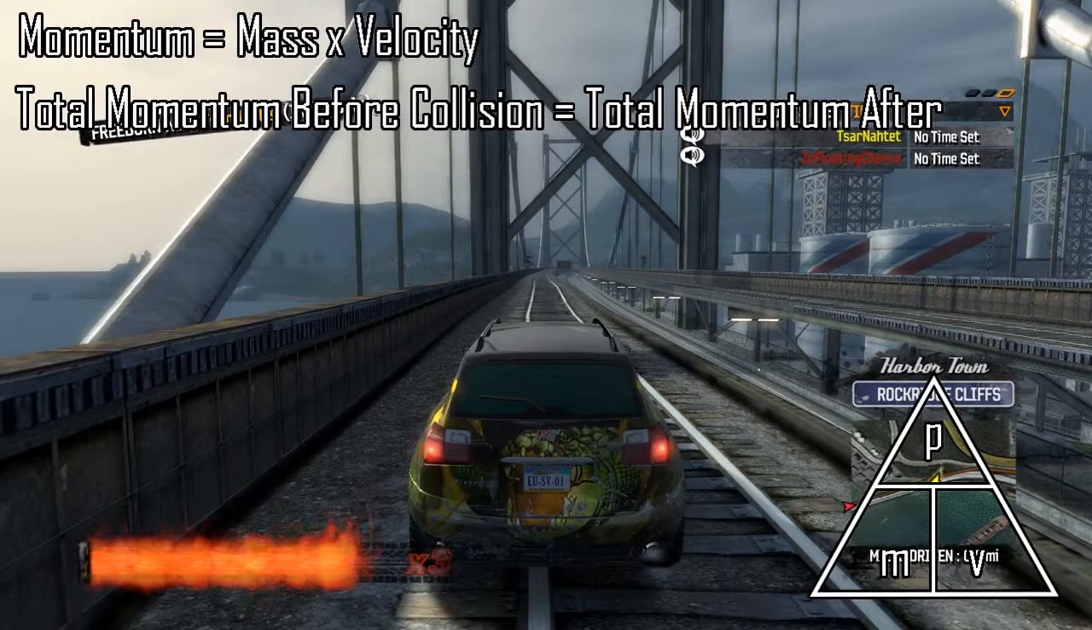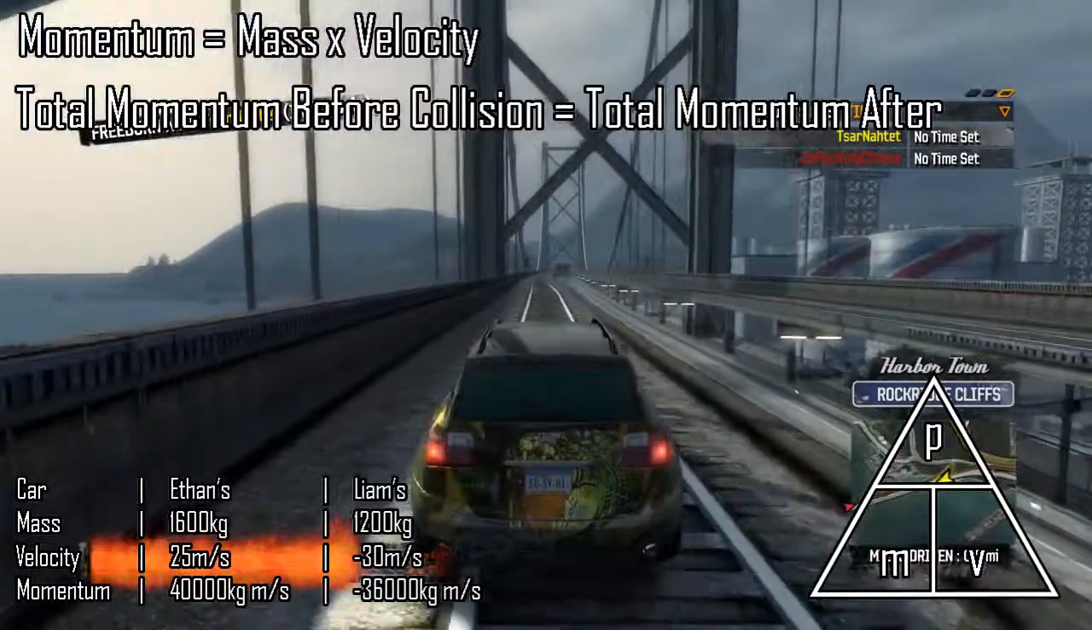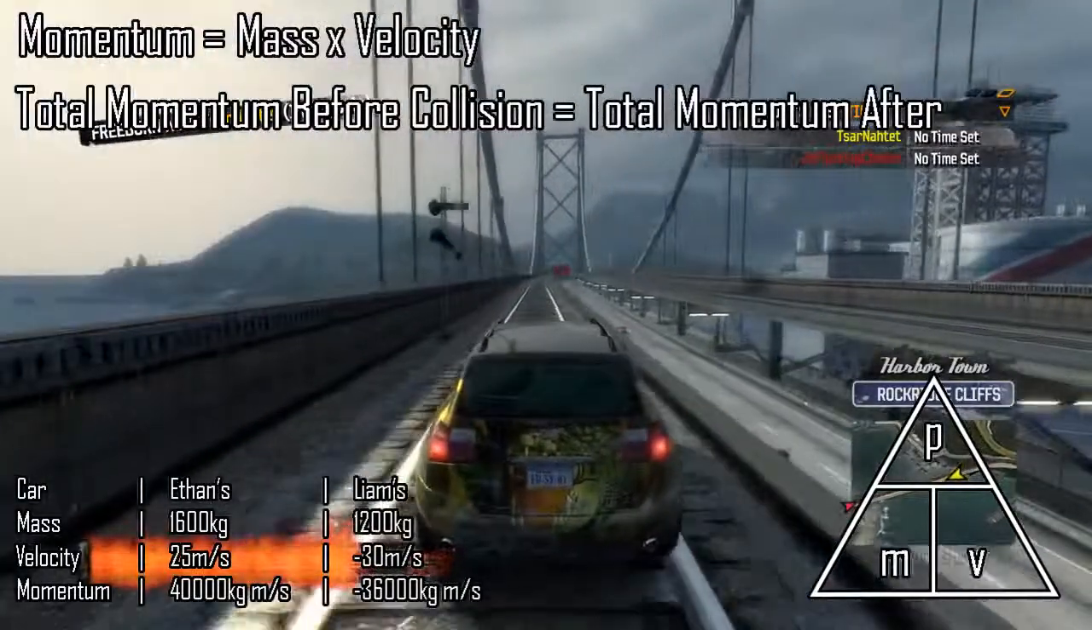Now here's a head-on collision. Again, the total momentum before the collision will equal the total momentum after the collision. In this case, Ethan's car has a mass of 1,600 kilograms and a velocity of 25 meters per second. My car has a mass of 1,200 kilograms and a velocity of negative 30 meters per second. The velocity of my car is negative because, as we said before, velocity is speed in a given direction, and my car is traveling in the opposite direction to Ethan's.